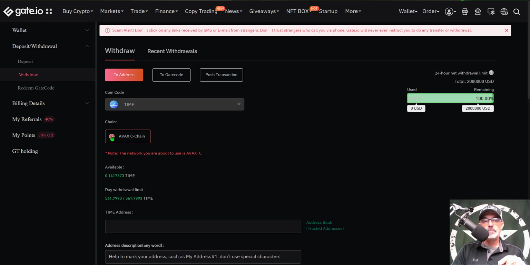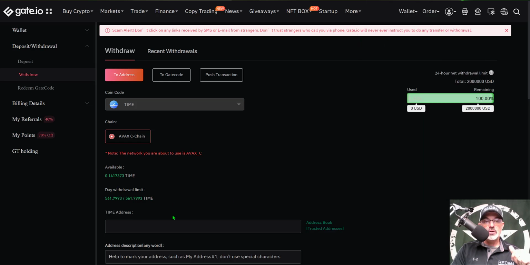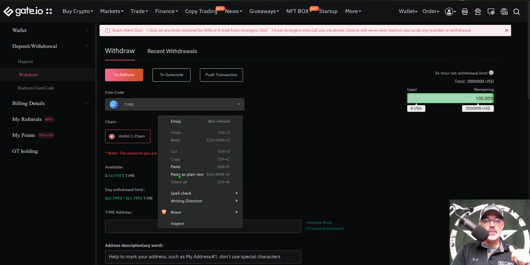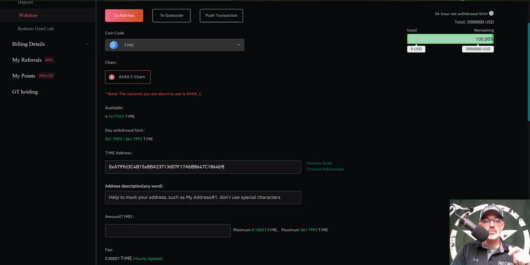So I click that, and you can see the available amount of time I have to send. We'll get to that in a second. However, the first thing I need to do is go grab my address in MetaMask for this particular wallet. So I jump over to my MetaMask wallet, and again, make sure that the network you have selected is the Avalanche network. Then I can just copy this address to my clipboard, jump back over here to Gate.io, and paste the address in. Now we can continue to scroll down.